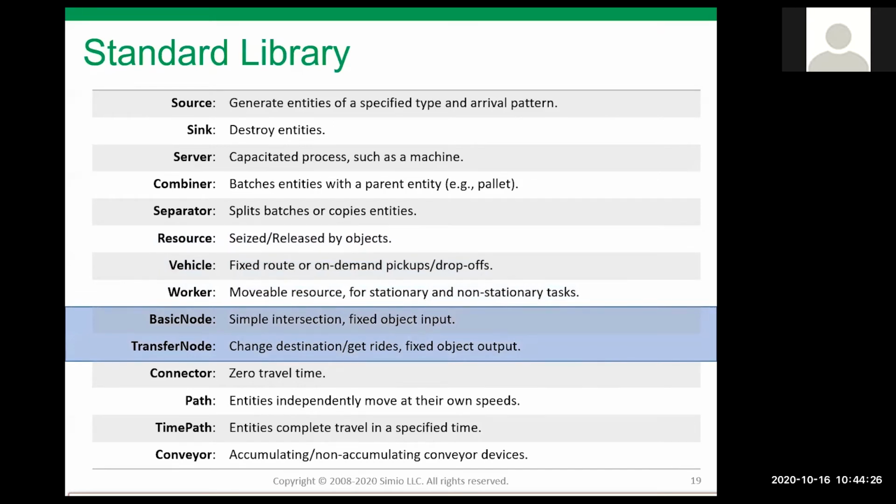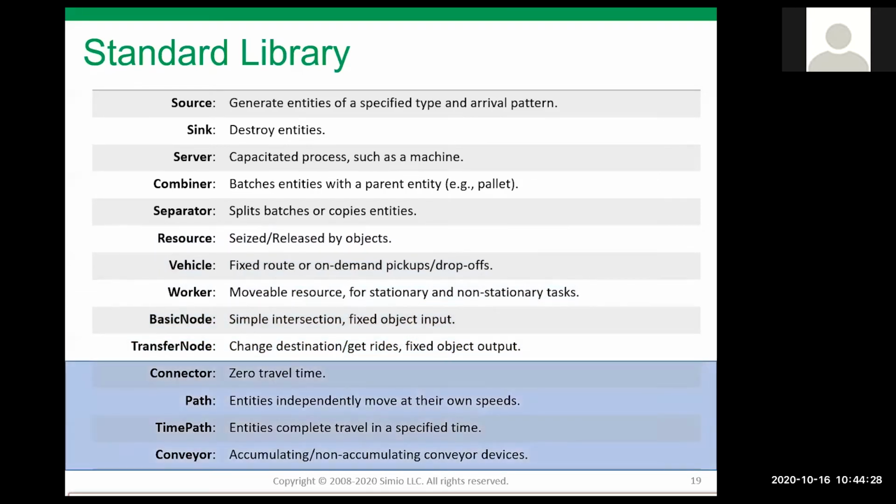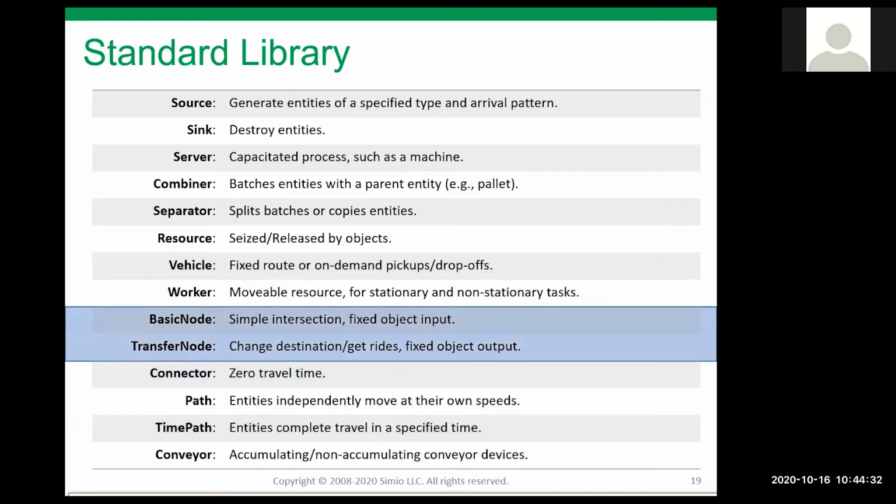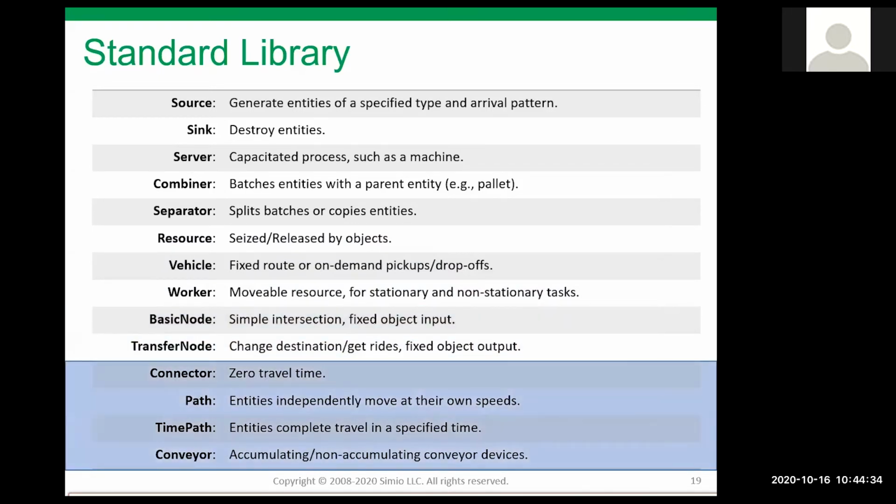The nodes and the connector or links are interrelated. The nodes are basically the endpoints of links, and we have four different types of links in the standard library. Connectors, which happen at zero travel time. Path is what you'll use most often, that allows entities to move at their own speeds. Time path allows travel in a specified time, and conveyor allows movement in a conveyor-like format.